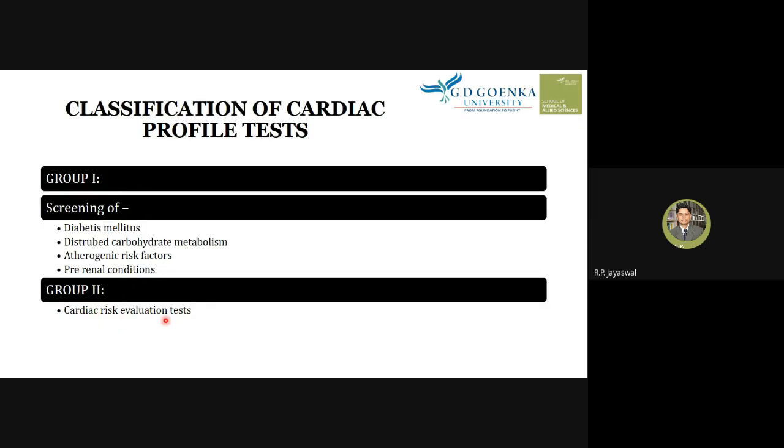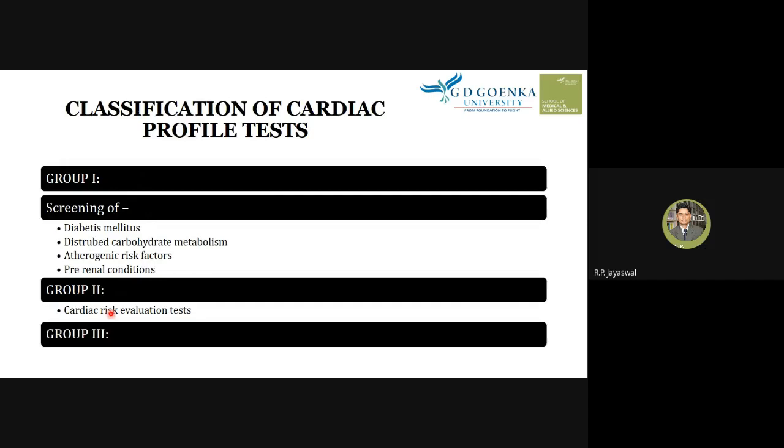It's a cardiac risk evaluation test. If someone is at risk of cardiac disease, this group 2 cardiac profile test can help the patient. And group 3 is a cardiac injury panel test, which helps a person know if there is an injury in the muscles of the heart. So the cardiac injury panel test comes under group 3, whereas the cardiac risk evaluation test comes under group 2, and the screening of this condition comes under group 1.